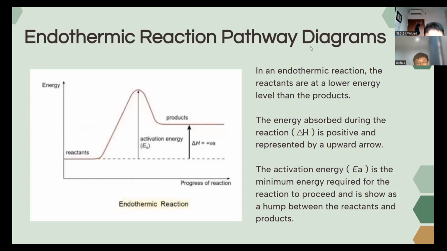Endothermic reaction pathway diagrams. So this is the reaction pathway diagram for endothermic. In an endothermic reaction, the reactants are at a lower energy level than the products. The energy absorbed during the reaction, delta H, is positive and represented by an upward arrow on top of the line in the reactants. The reactants will go up to the products. The activation energy is the minimum energy required for the reaction to proceed and is shown as a hump between the reactants and the products.